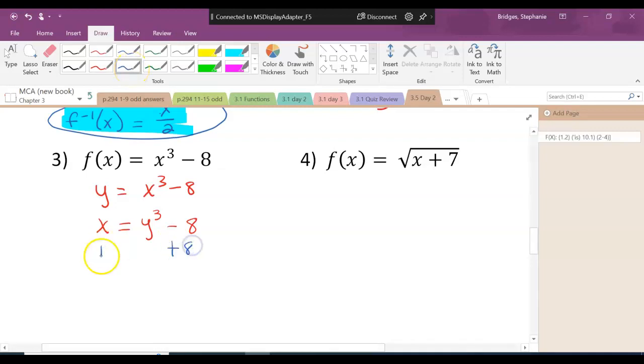All right, then what would I do to start solving for y? Add the 8, yep. So I get x plus 8 equals y to the third. How do we undo raising something to the third power? Cube root, yep. So we're going to take the cube root of both sides, and again, in its entirety. So that would end up giving me y equals the cube root of x plus 8.